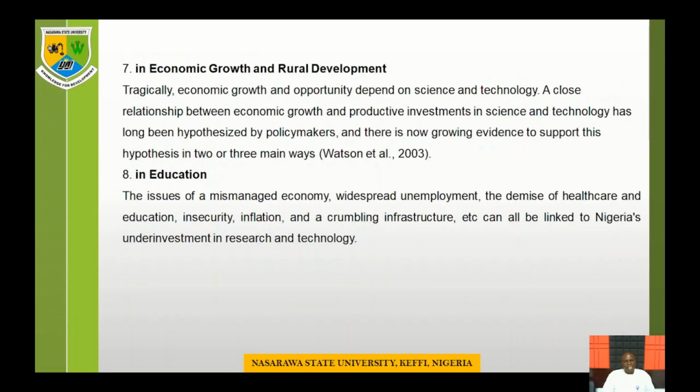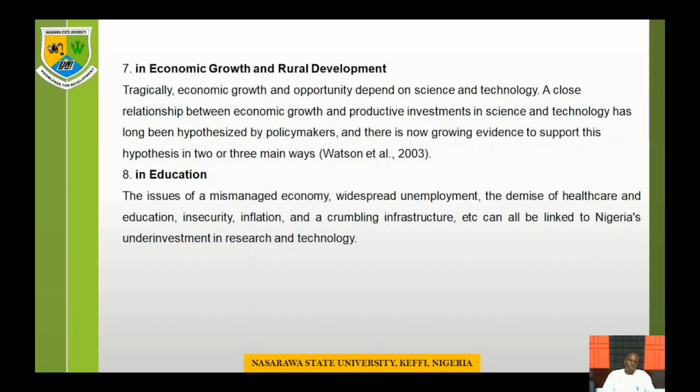So, economic growth and opportunity depend on science and technology. They said a close relationship between economic growth and productive investment in science and technology has long been hypothesized by policymakers, and there's now growing evidence to support this hypothesis in two or three main ways. That was discussed essentially by Watson et al., 2003. Also, the use of technology and science in education.